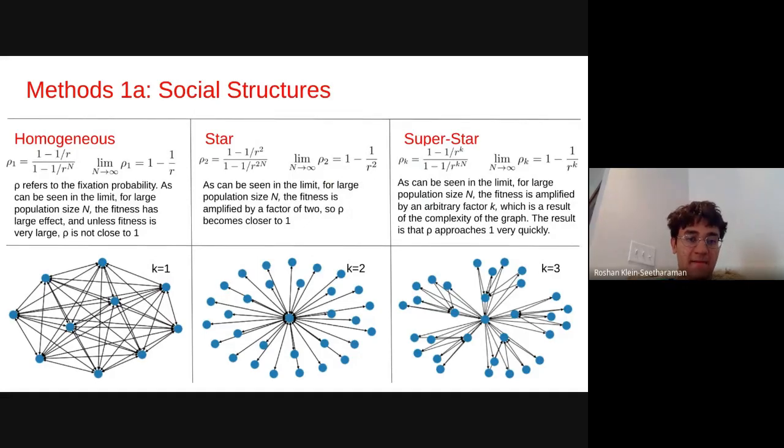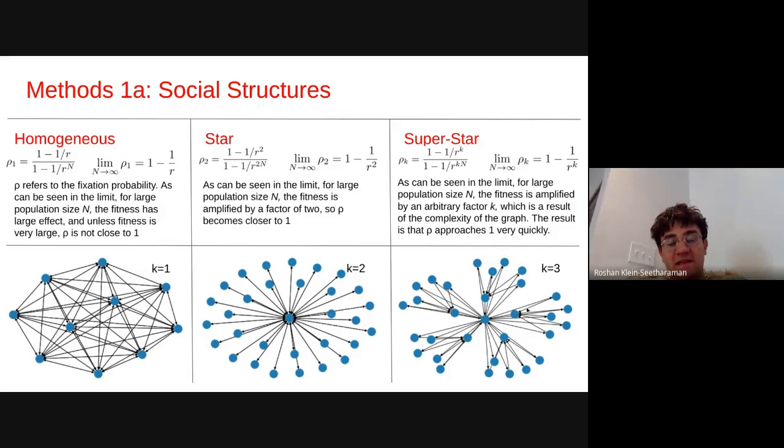And so here is an illustration of the social structures that we tested. First is the homogeneous, which you can see is where each individual is interacting with every other individual without any specific pattern behind that interaction. Secondly, you can see the star, where there's a central node that interacts with these other nodes that are not necessarily interacting with one another.